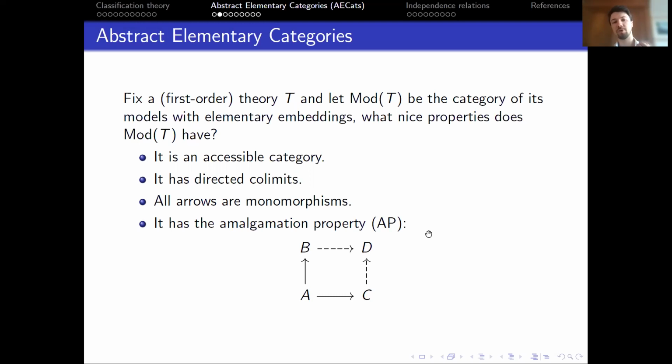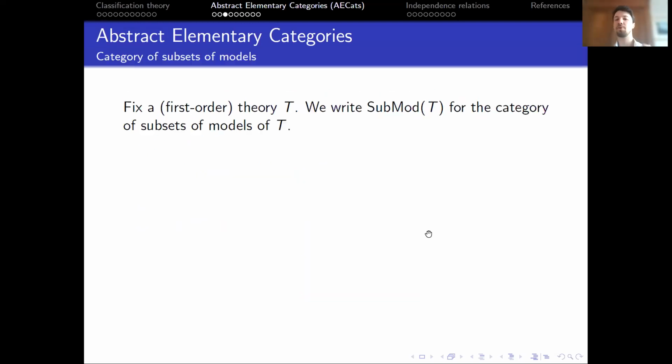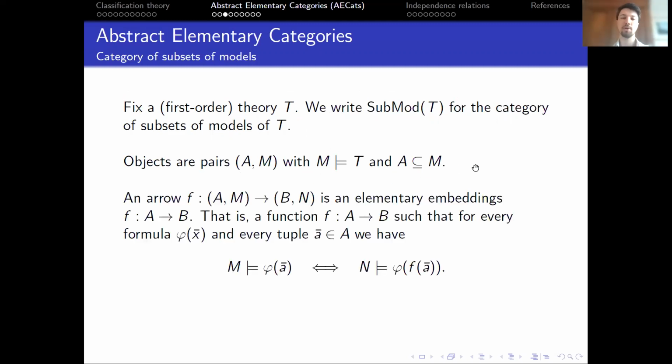But I want to do something a bit more, because sometimes it will be interesting to be able to work with subsets of models, and in a category of models we don't quite have access to these things. To remedy that, I'll define the category SubMod T for the subsets of models of T. It looks as follows. The objects are pairs (A, M), where M is a model of T and A is a subset of M. And an arrow from (A, M) to (B, N) is an elementary embedding from A to B.